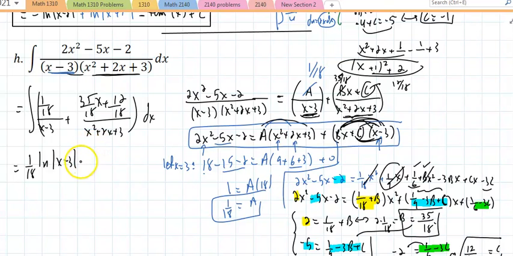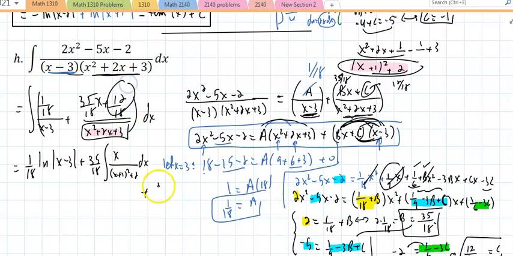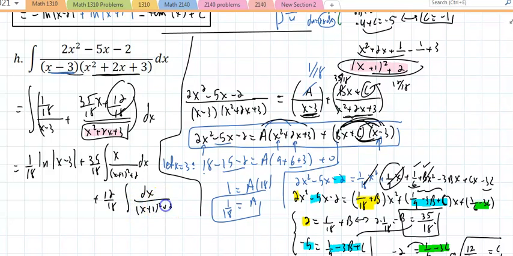Now what? Now I'm going to split the rest. I'm going to take 35 over 18, the integral of x over, and we did figure out what this denominator equals. This denominator is right there. We figured that that was x plus 1 squared plus 2 dx, plus 12 over 18, the integral of dx over x plus 1 squared plus 2.